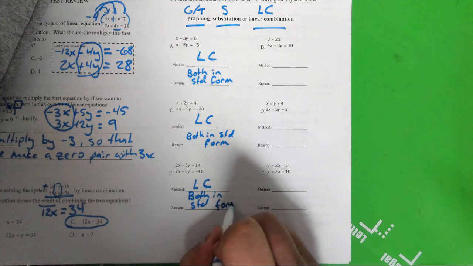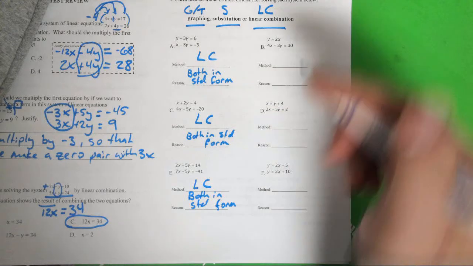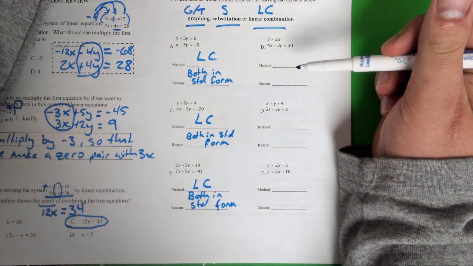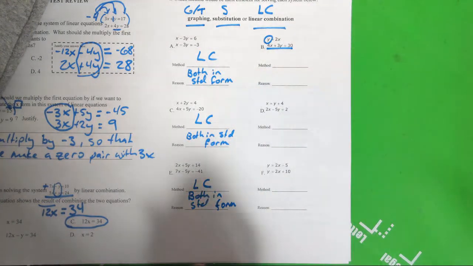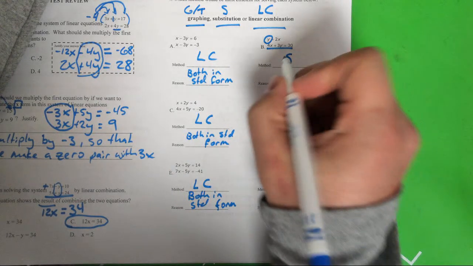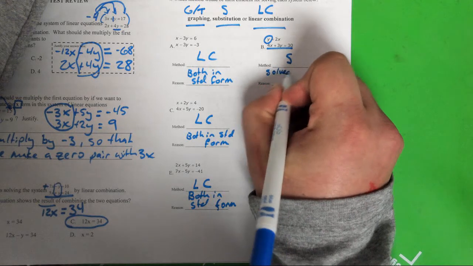Okay, so they're both in standard form again. Now, here's where we get different, right here. B, D, and F. Okay. B, what we see here, I've got one variable by itself, the other in standard form. Textbook substitution problem right there. Okay, we've solved for y. Okay, solve for y only.